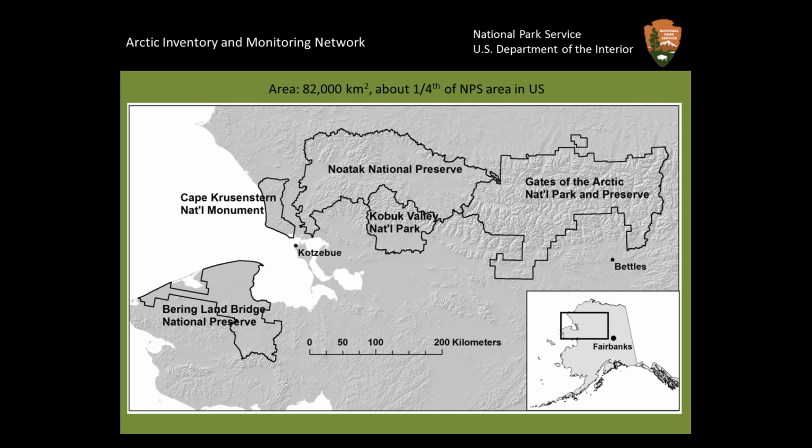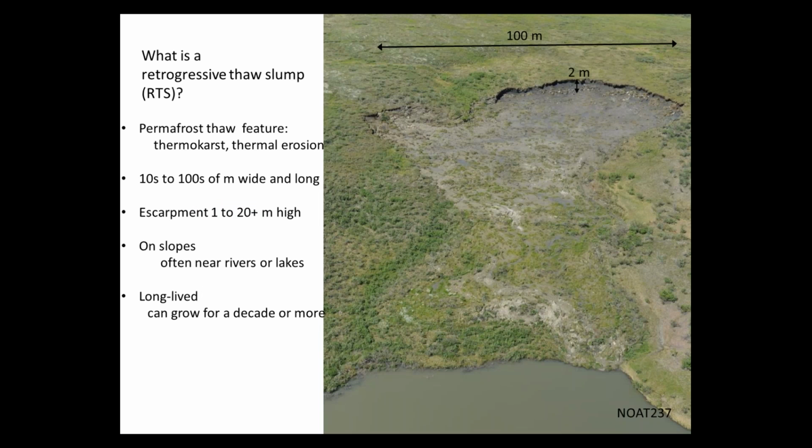And this area, many of you are of course familiar with it. It's an area of mostly continuous permafrost, and in fact, all of the thaw slumps that I'll be showing you are actually in the continuous permafrost zone. So that's the study area. And so what is a retrogressive thaw slump? These are dramatic permafrost thaw features. They exhibit both thermokarst and thermal erosion, so there's both subsidence and basically thaw-assisted erosion going on.